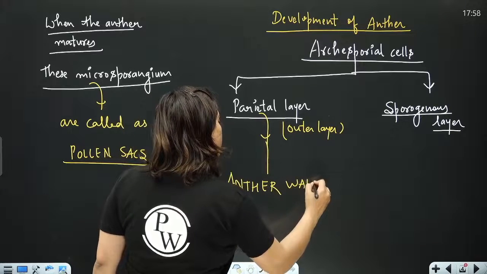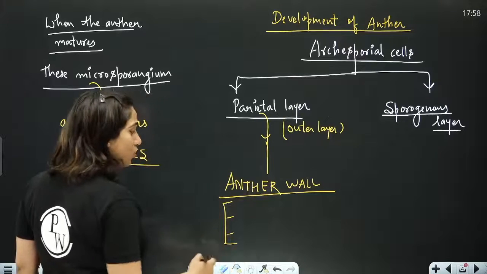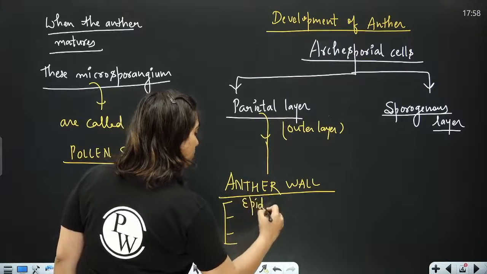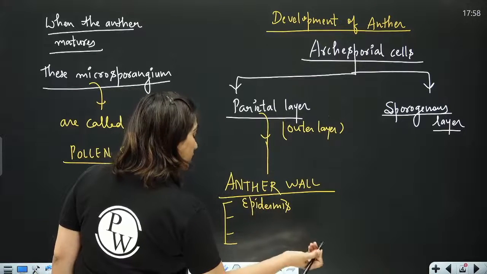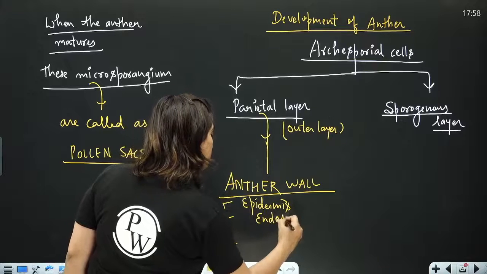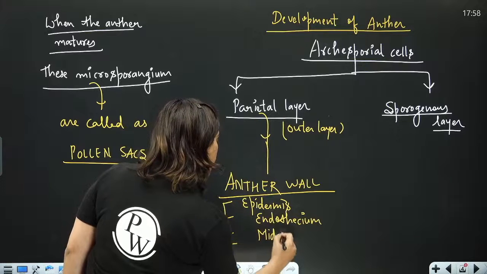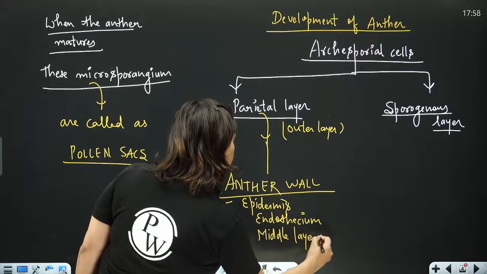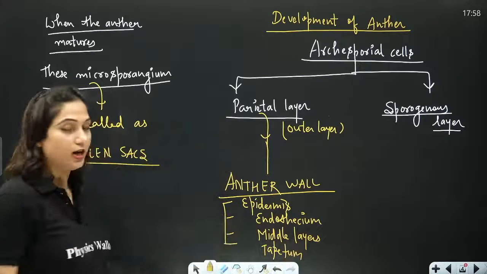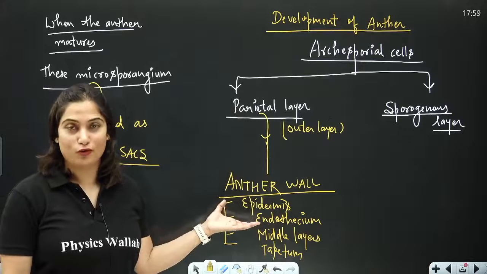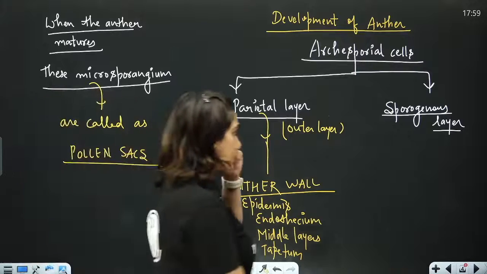This layer, after many divisions, forms the anther wall, and this anther wall contains 4 layers: epidermis, endothelium, middle layers and the tapetum. So these 4 layers ultimately form the wall of the anther and protect the anther, and several other functions we will be going to discuss.